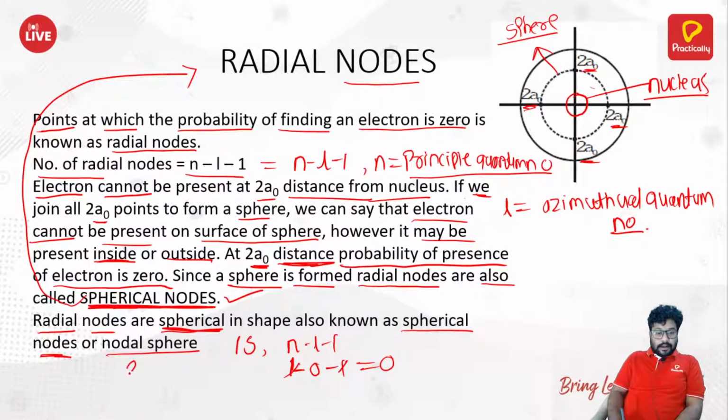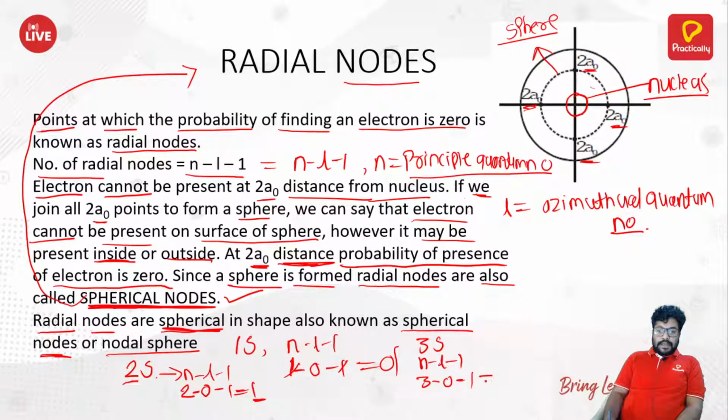Let's take the 2s orbital. Again the formula, n minus L minus 1. N is 2, L is 0, so 2 minus 0 minus 1 is equal to 1. So your 2s orbital has one node. Then 3s: n is 3, L is 0, 3 minus 1 is equal to 2. So 3s has 2 nodes. Similarly, 4s will have 3 nodes, 5s will have 4 nodes, and so on. That's how you can calculate the radial nodes for the s orbitals.